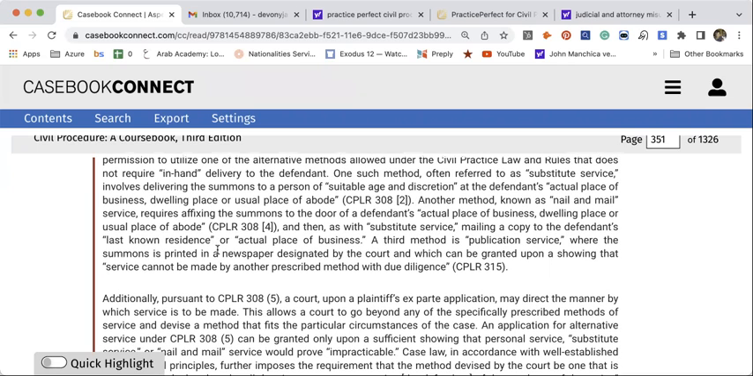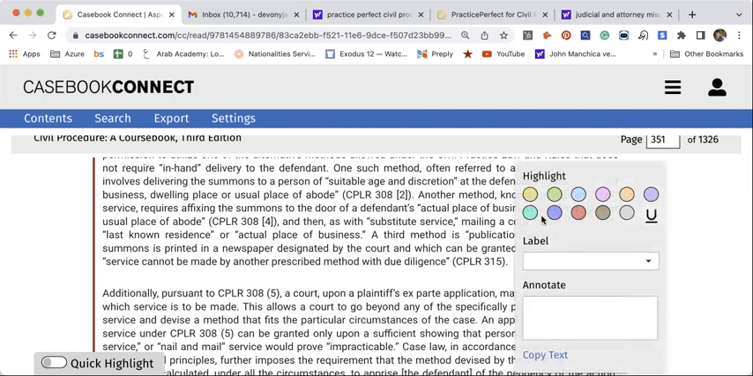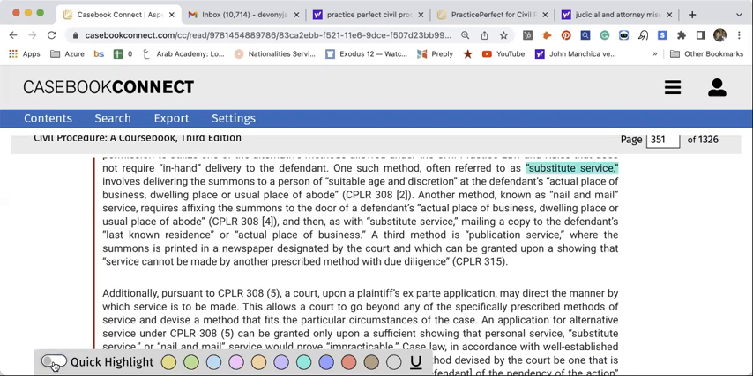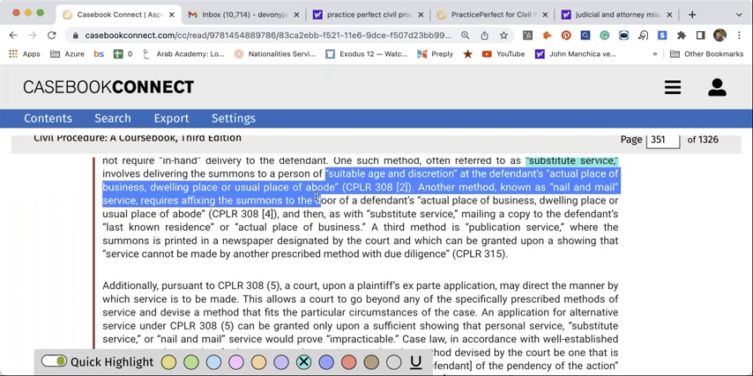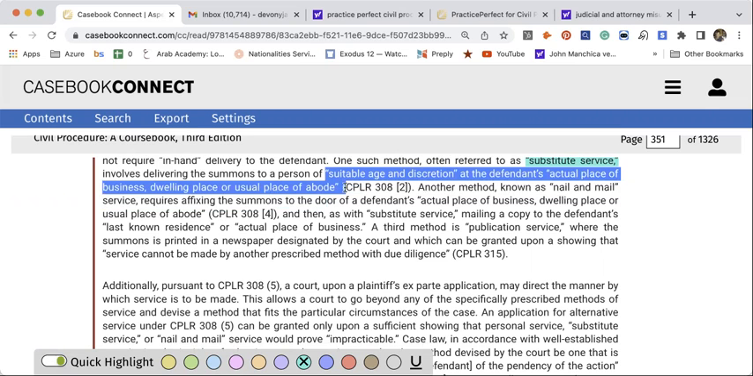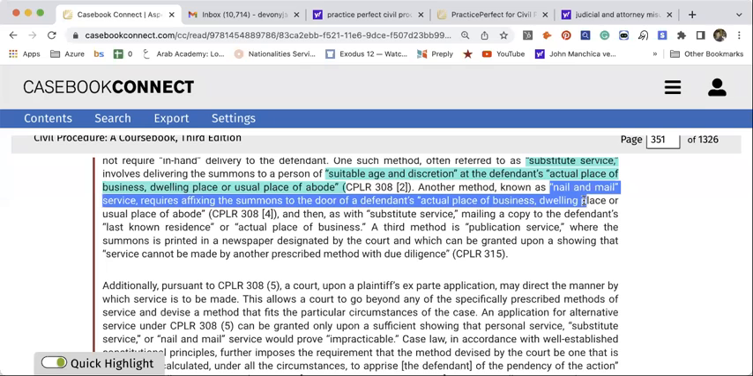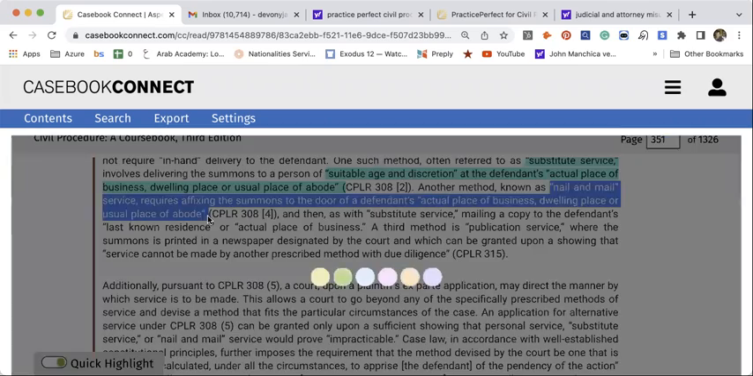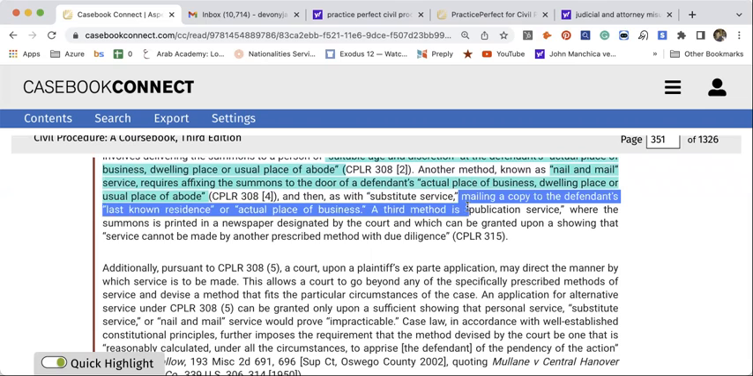One such method, often referred to as substitute service, involves delivering a summons to a person of suitable age and discretion at the defendant's actual place of business, dwelling, or usual place of abode. Another method, known as nail and mail service, requires affixing the summons to the door of the defendant's actual place of business, dwelling, or abode, and then, as a substitute service, mailing a copy to the defendant's last known residence or actual place of business.